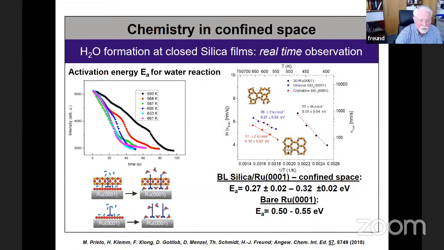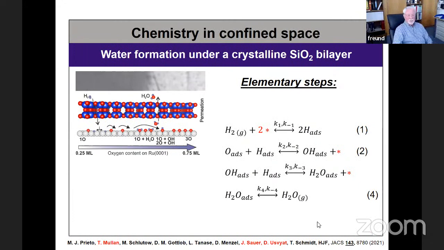And so what we did was we looked for theoretical support, and Joachim Sauer, Dennis Usviat, and Tom Mullen helped us a lot. Mullen is a theoretical physicist who works on atmospheric chemistry. So he is used to using systems of differential equations, complex systems of differential equations. And so here are the four critical steps: hydrogen dissociation, OH formation, which is the rate determining step usually, then water formation and water desorption.